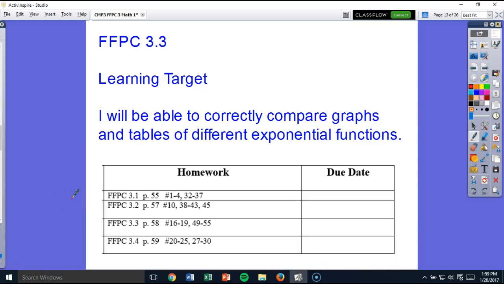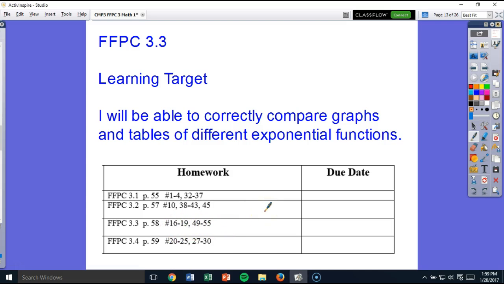Hello everyone and welcome to Frogs, Fleas, and Painted Cubes 3.3, page 51 of your textbook. Our learning target today is we will be able to correctly compare graphs and tables of different exponential functions. Our ACEs for 3.3 are 16 through 19 and 49 through 55.